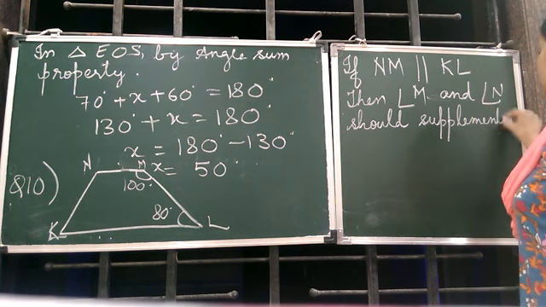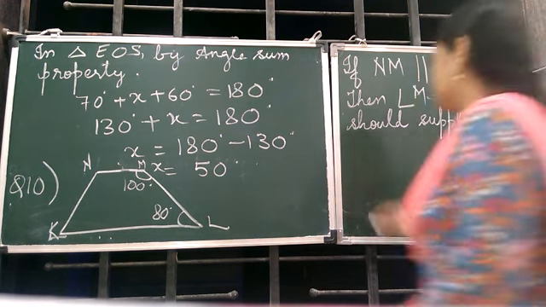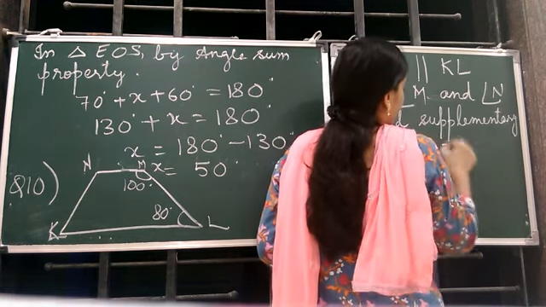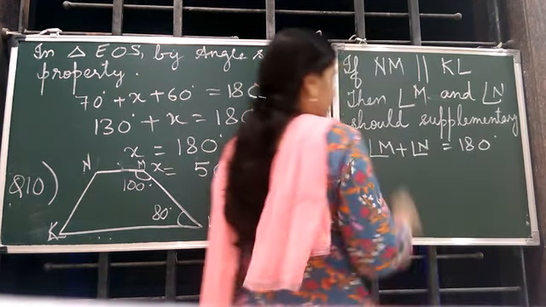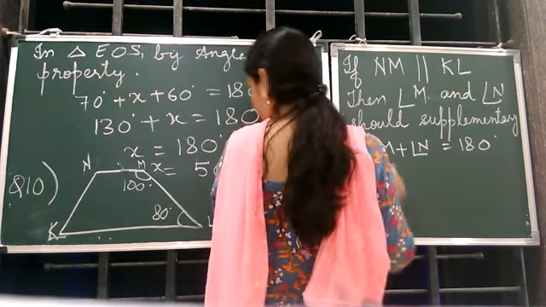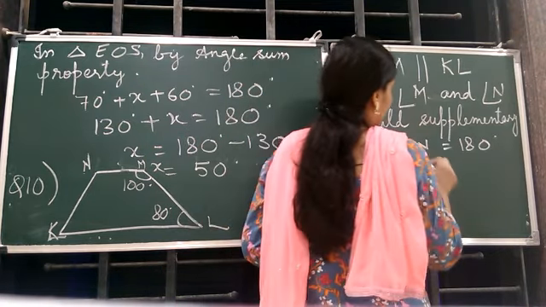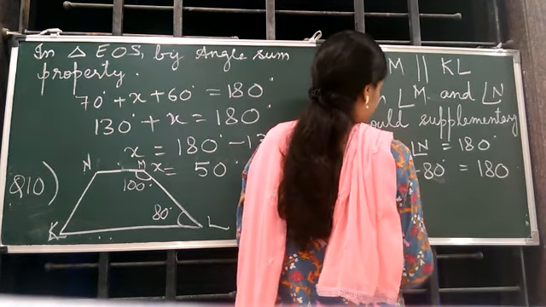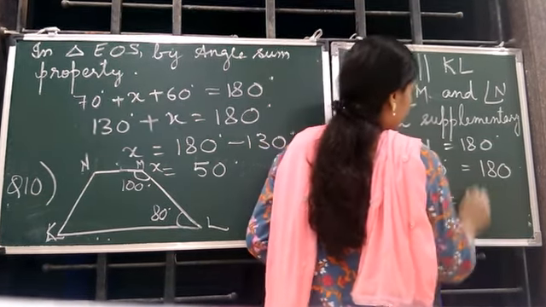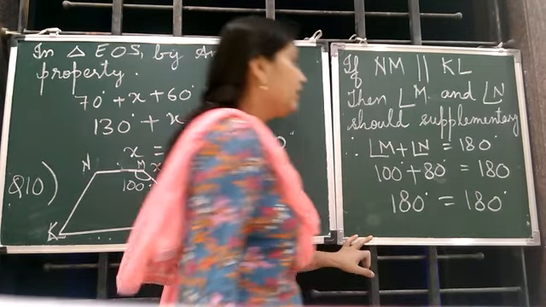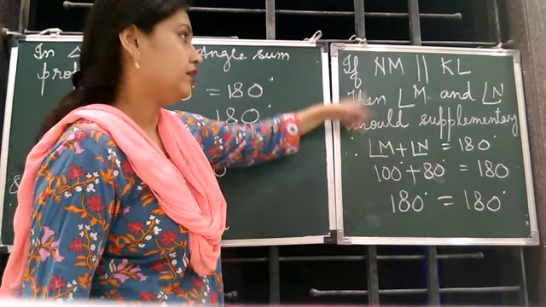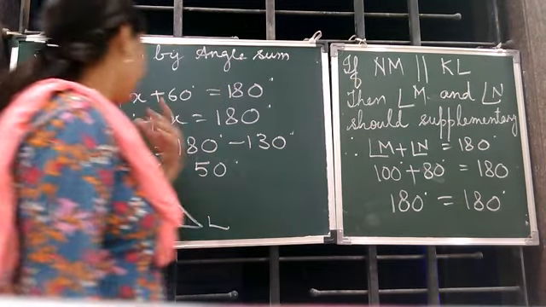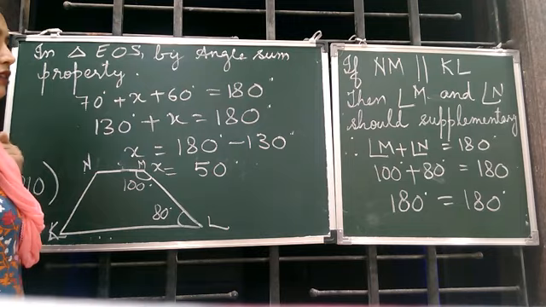Supplementary means the sum should be 180 degree. Therefore, angle M plus angle N is equal to 180 degree. What is angle M? 100 degree, 80 degree, LHS is equal to RHS. Hence, they are supplementary. That means NM is parallel to KL and KLMN is a trapezium.